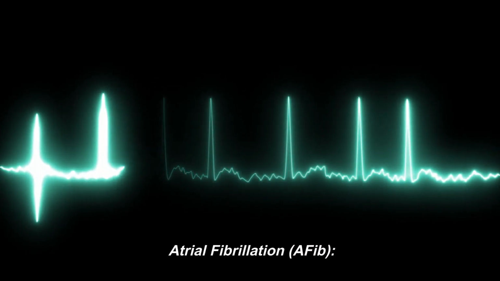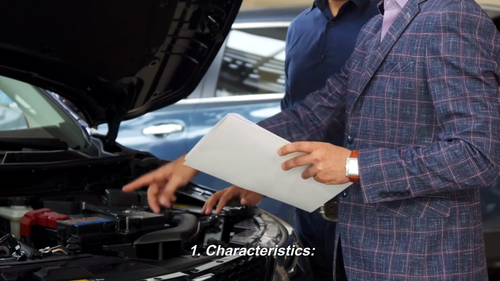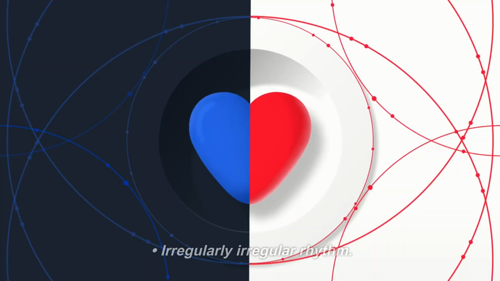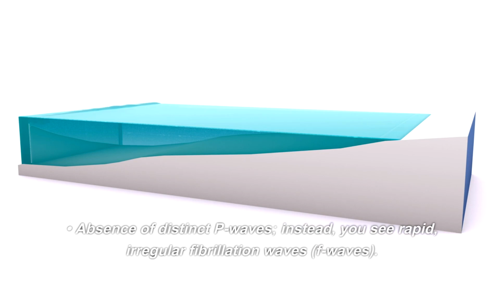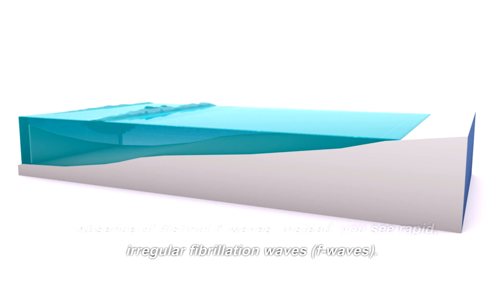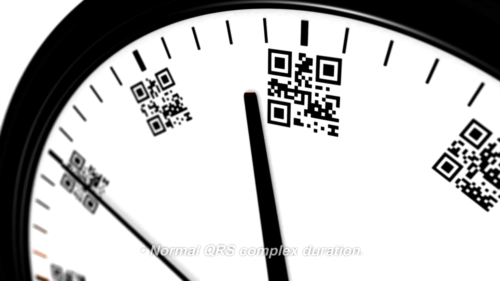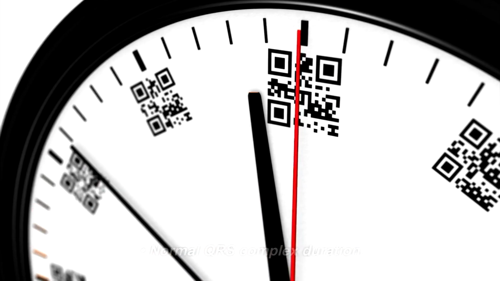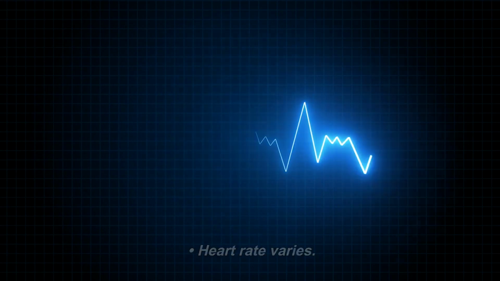Atrial fibrillation, AFib. 1. Characteristics. Irregularly irregular rhythm. Absence of distinct P waves. Instead, you see rapid, irregular fibrillation waves, F waves. Normal QRS complex duration. Heart rate varies.